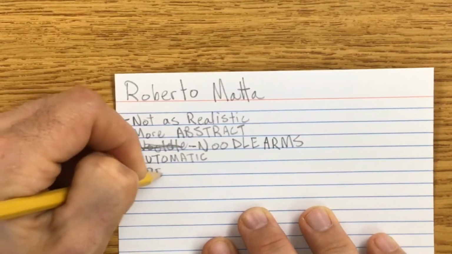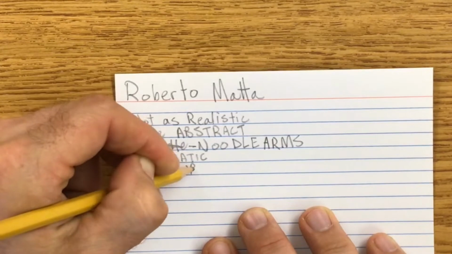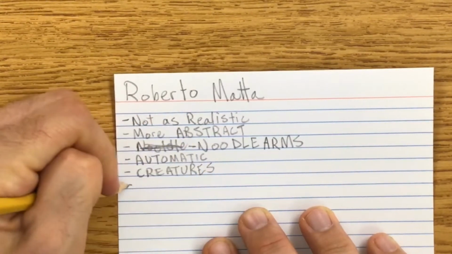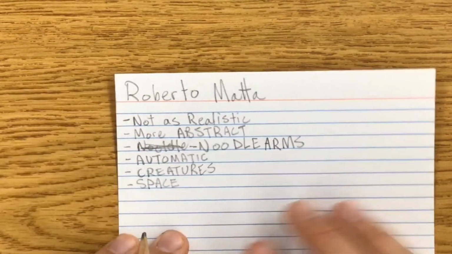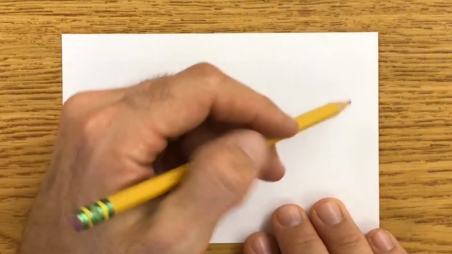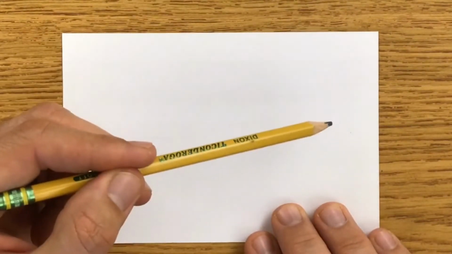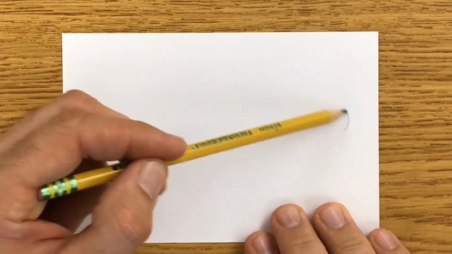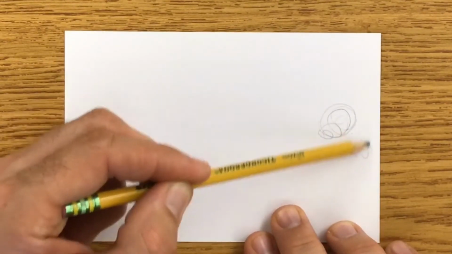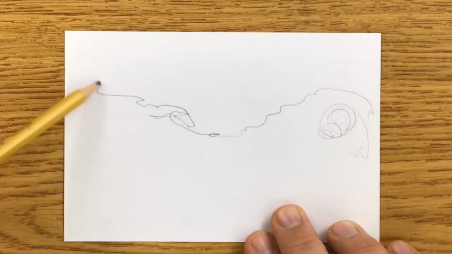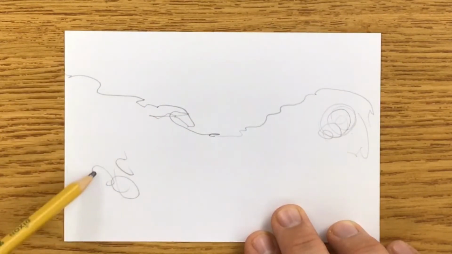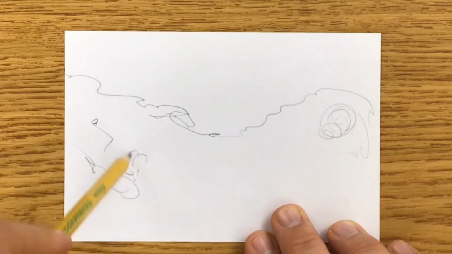Automatic drawing was something that he liked to use a lot. That's where you kind of let your hand draw without looking at your paper too much, kind of letting your mind wander. Using creatures and things that look like they could be from space. Those are also some images that stuck out to me. So I think mine's going to end up looking kind of like, I don't know, another planet or another world of some sort. I'm going to start with automatism.